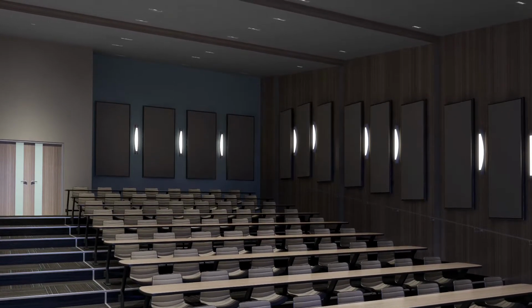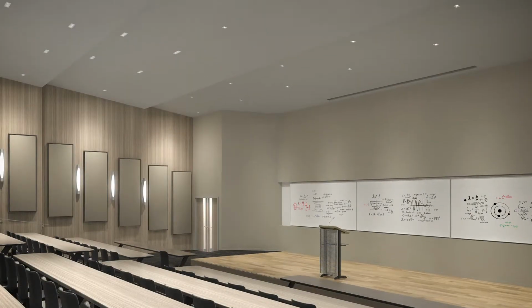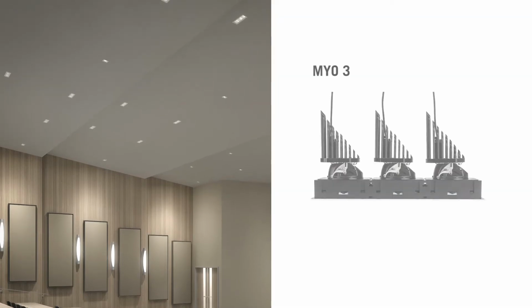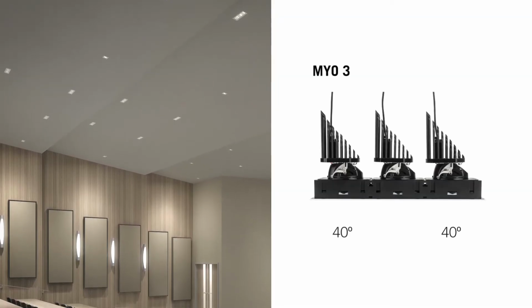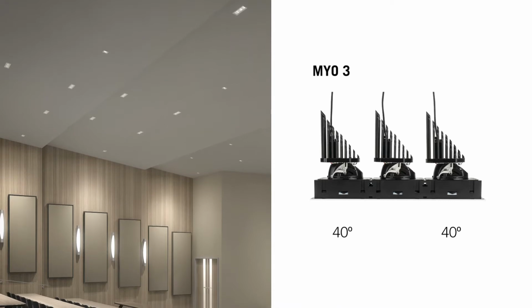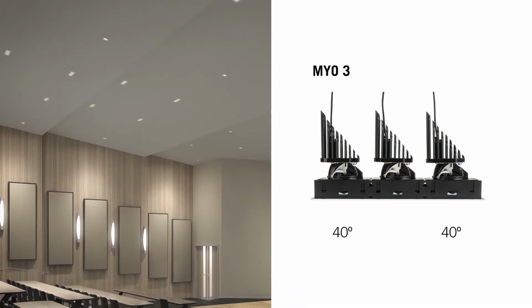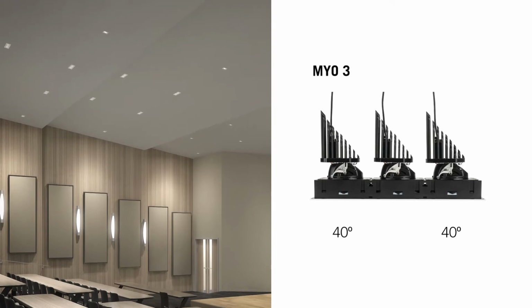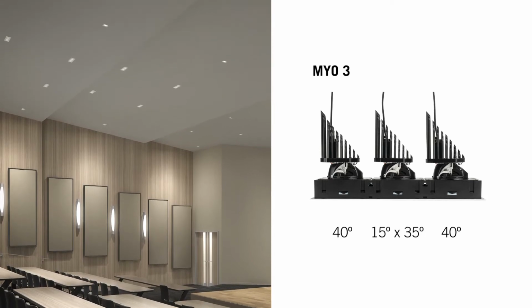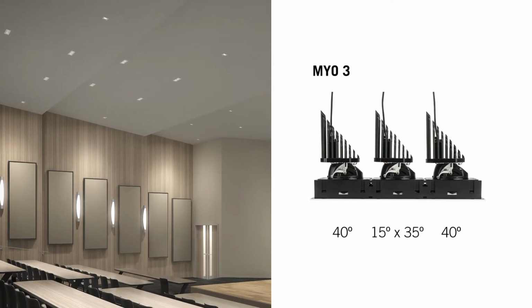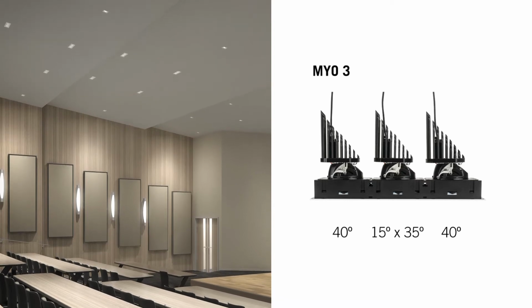So how do we achieve this effect? This time, look at the ceiling. We have a 3-head MYO fixture configured with 40-degree optics in the outer 2 heads, which provides great, even, general illumination throughout the space. The center head of those fixtures is configured with a 15-degree by 35-degree elliptical beam spread aimed at the work surfaces, providing task lighting.